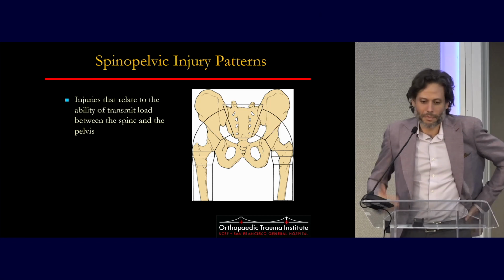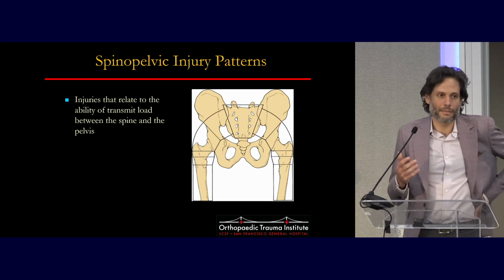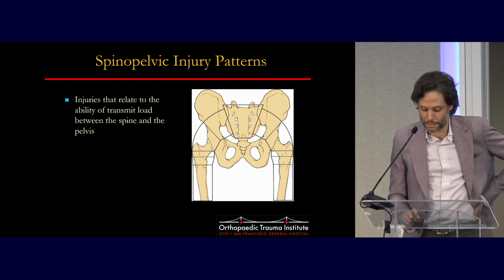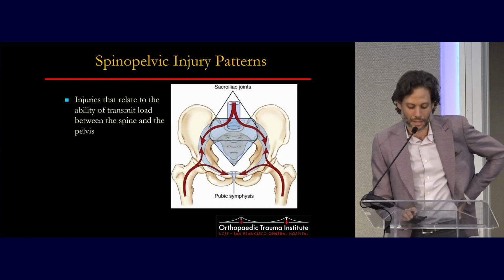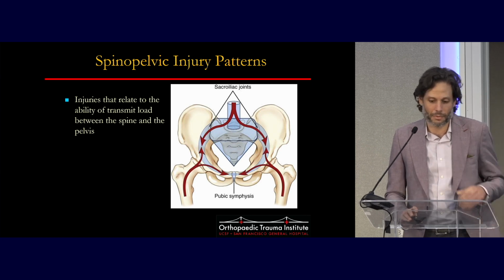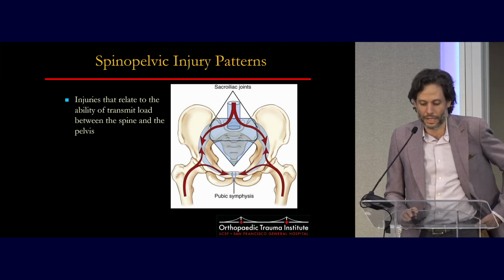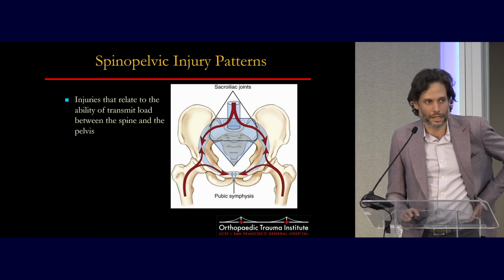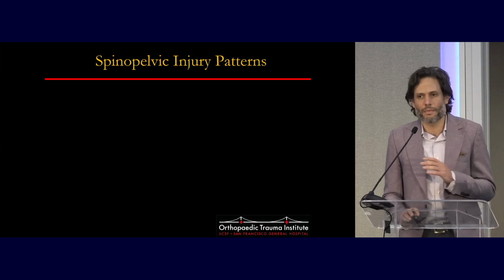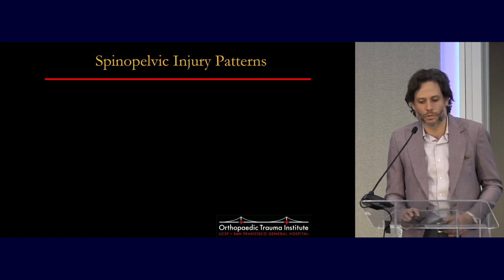We'll essentially talk about spinopelvic injuries. With these, I'm talking about injuries that really disrupt the ability to transmit load from the spine down to the lower extremities. The spine, the sacrum acts as a keystone. It transmits load through the SI joints down to the ilium to allow for weight bearing in the bilateral lower extremities. The issue with these patterns is there's just such a wide spectrum of injuries.